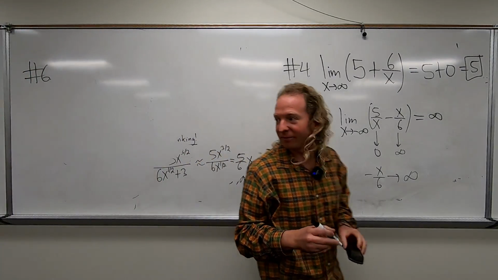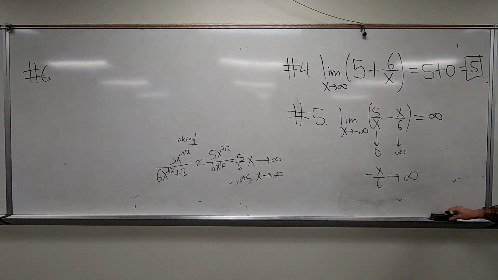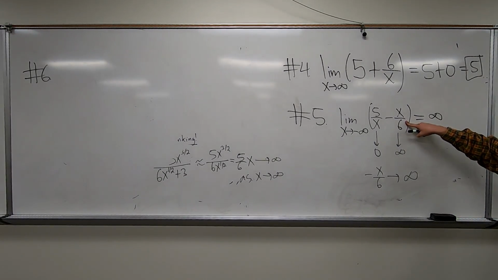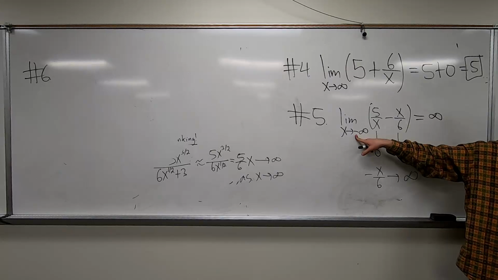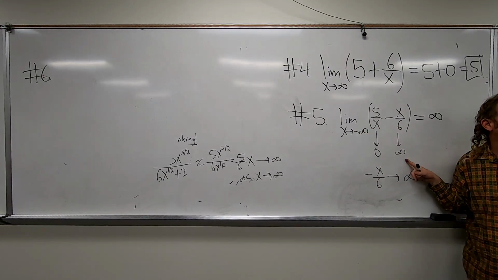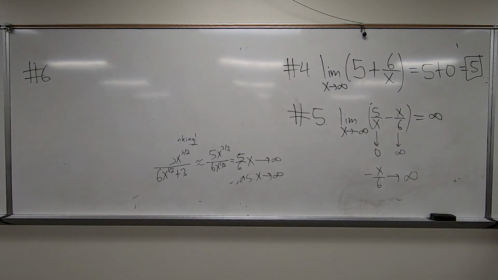I have a question on number 5. Why wouldn't it be negative infinity where the second part is? This here? Yeah, what's the negative sign? Oh, because x is approaching negative infinity. Ah, yeah. So negative and negative is positive. Yeah, good question. You see it? It's tough. It's good.